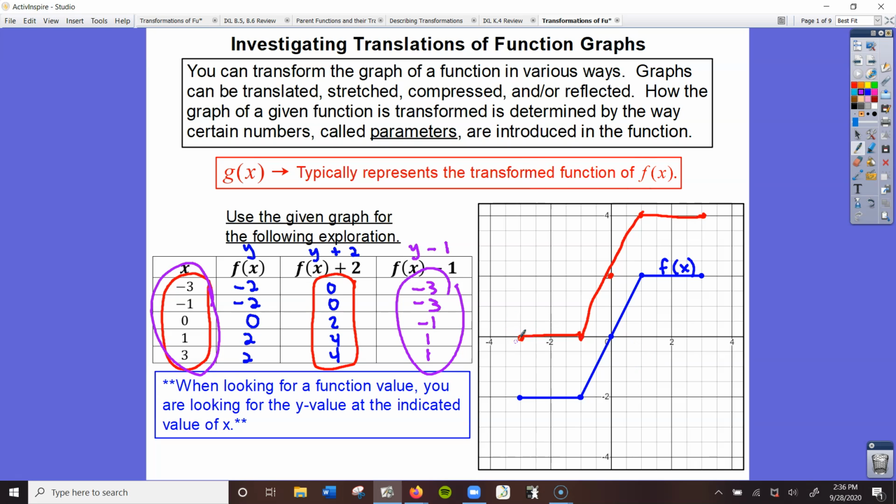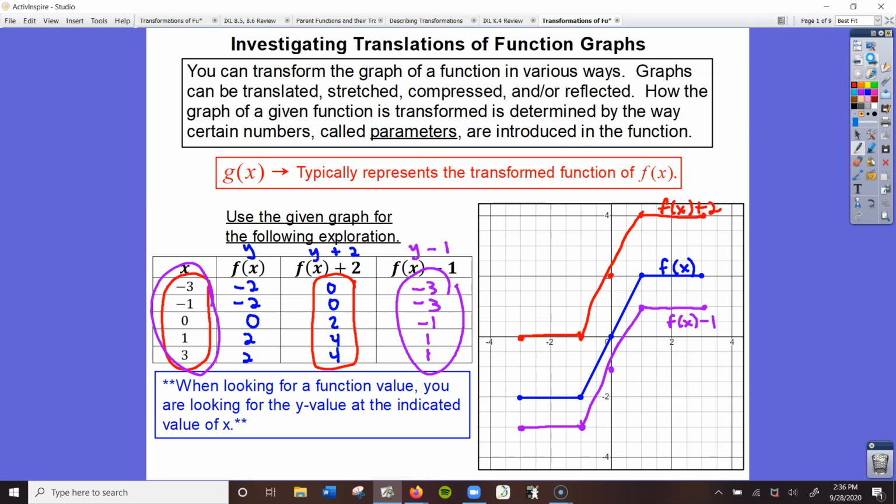So we have -3, -3, -1, -3, 0, -1, 1, 1, and 3, 1. And again, we can see that my graph was shifted down 1 from the original. So this would be f of x minus 1, and then the one that we added to would be f of x plus 2. So whatever you do to the y's is going to affect your graph vertically because y's run up and down.